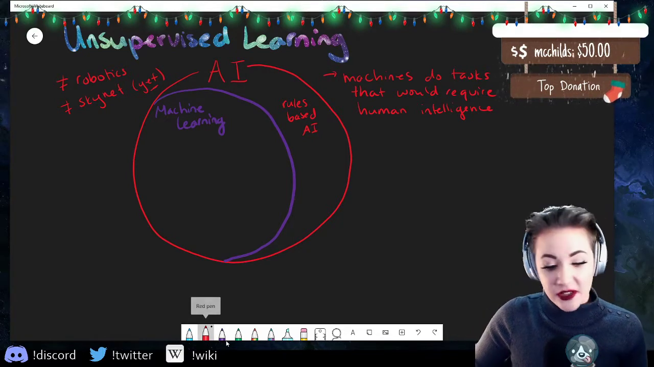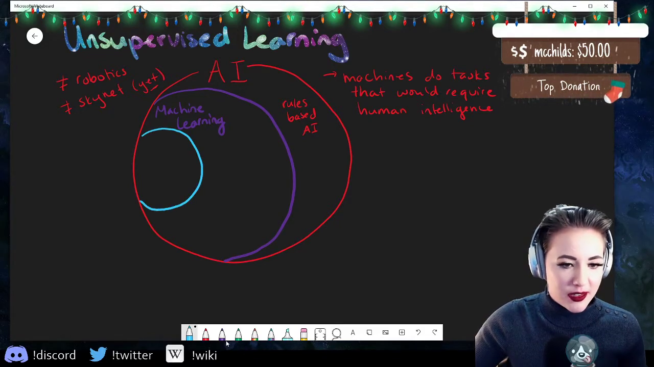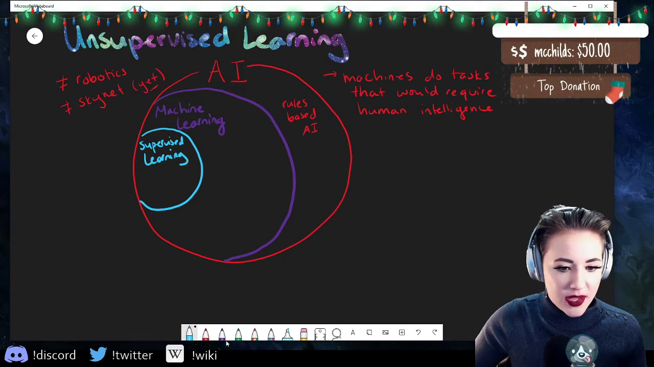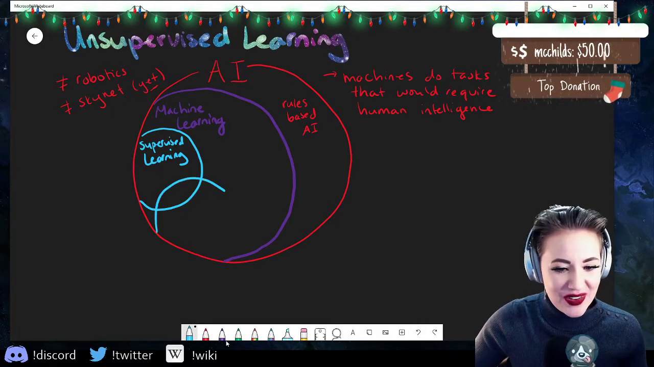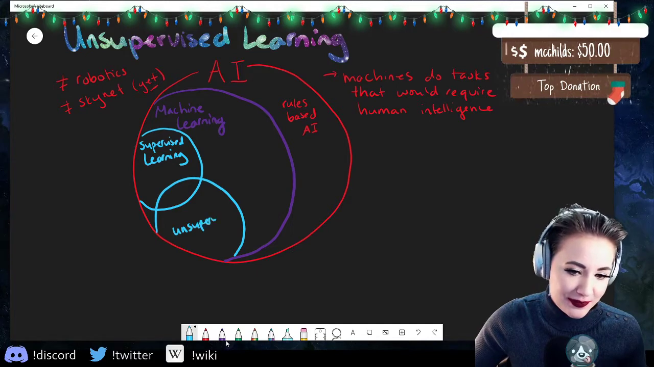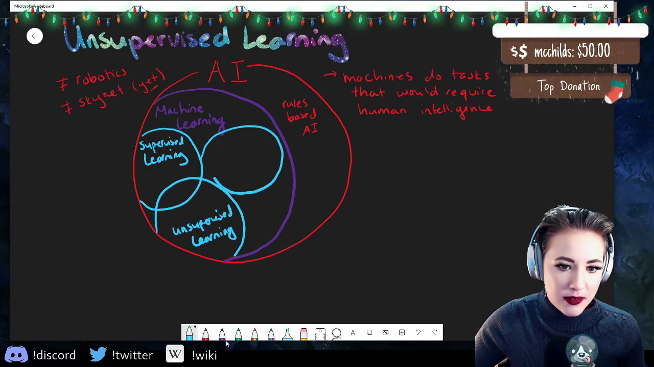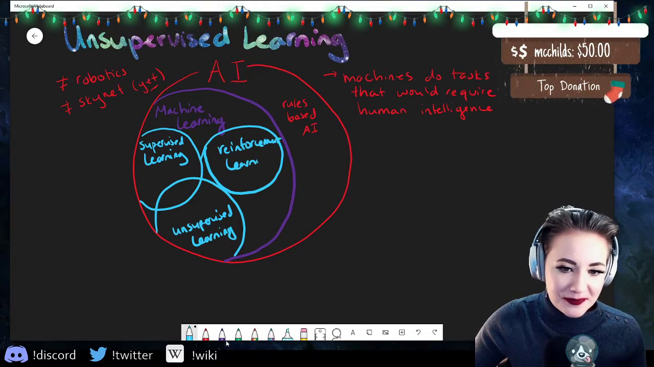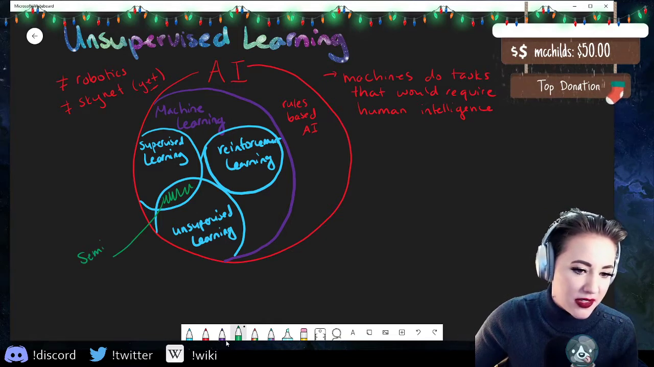Machine learning is split into a bunch of different categories as well. So we have, how do I do this without making it look ugly? Whatever. I'm not an artist. We have supervised learning. We have unsupervised learning. And we have reinforcement learning. Okay. And a couple other magical things happening here. We've got semi-supervised learning.